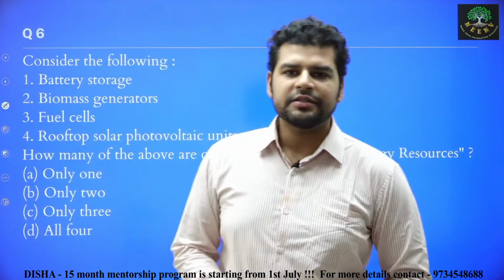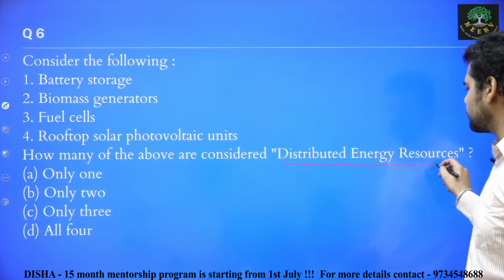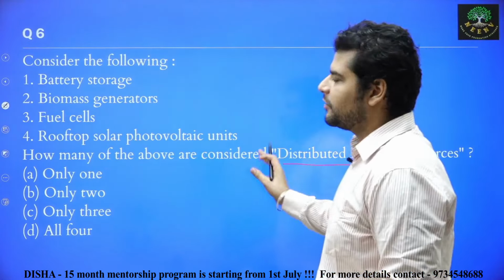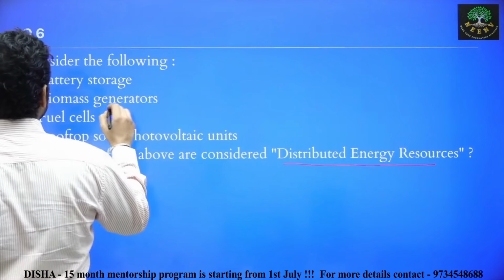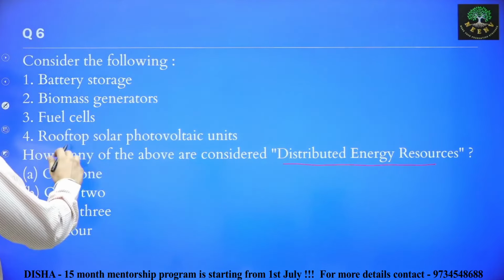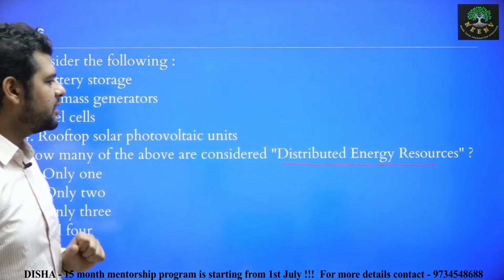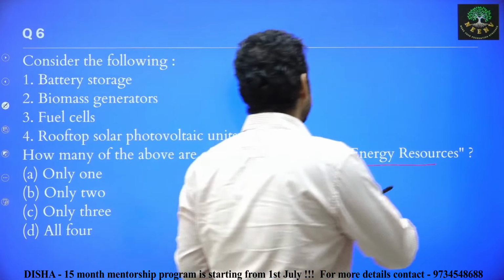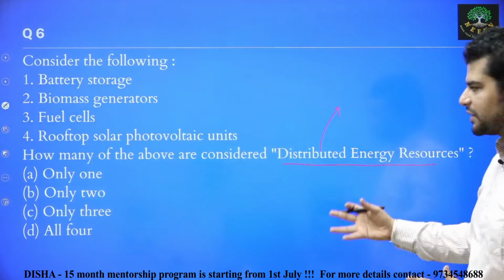The sixth question is based on distributed energy resources. This word is important, distributed. Before that, let us see the question. Consider the following: battery storage, biomass generators, fuel cells, rooftop solar photovoltaic units. How many of the above are considered distributed energy resources? Now this word distributed, I hope if you don't understand, you will understand after this.